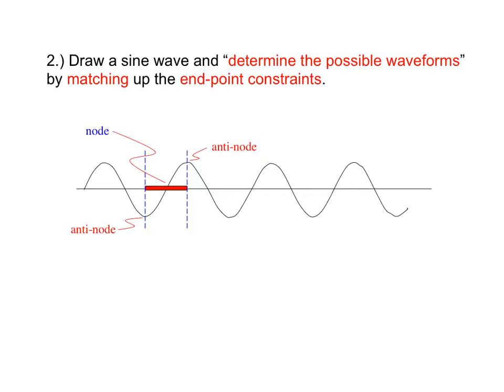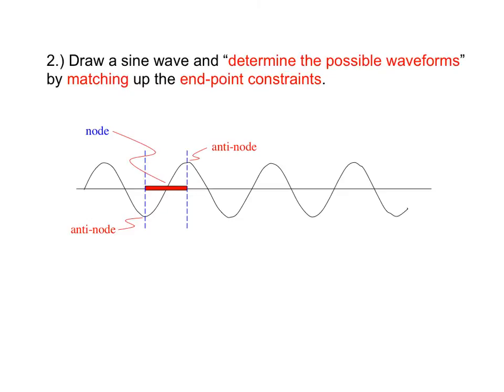So now that we know what the endpoint constraints are, we need to match this up with a waveform. So we start off with a sine wave, and we find an antinode because we know one of the ends of the system has to be an antinode. And we move until we find another antinode. And we say to ourselves, will this work?